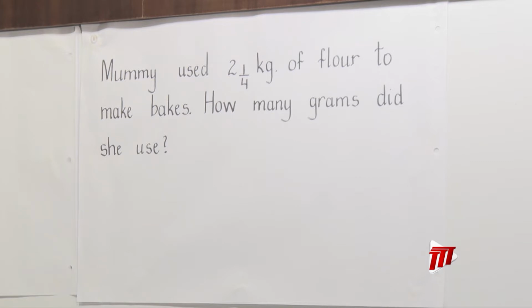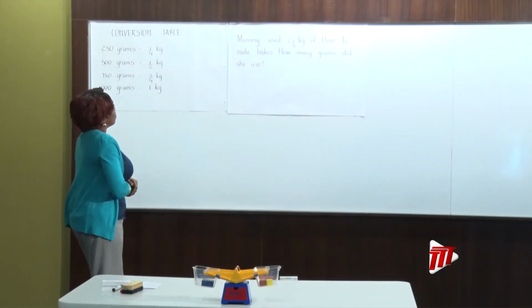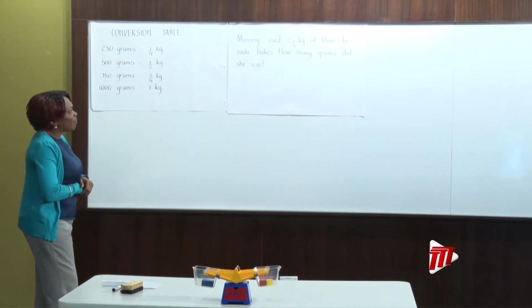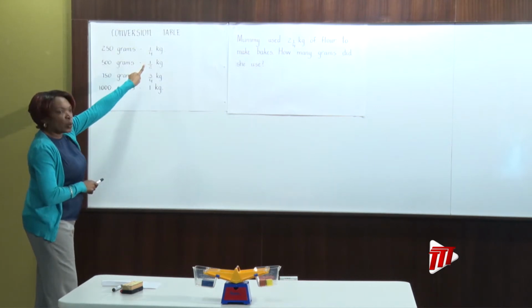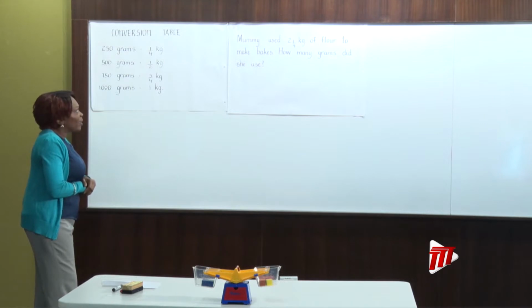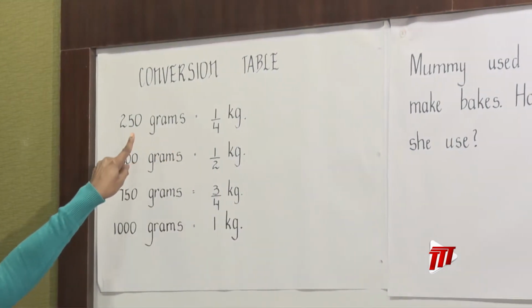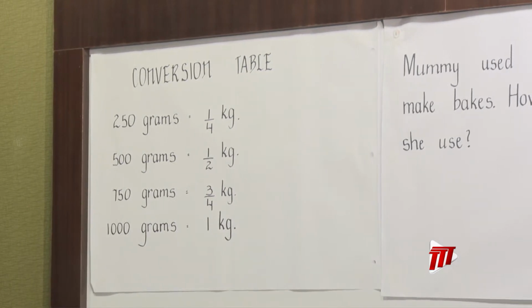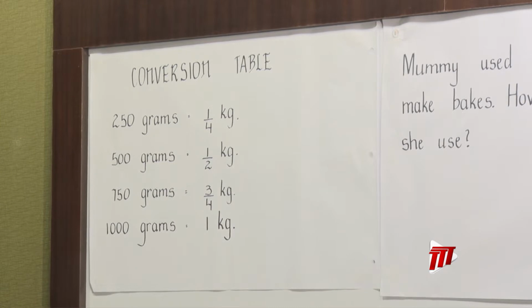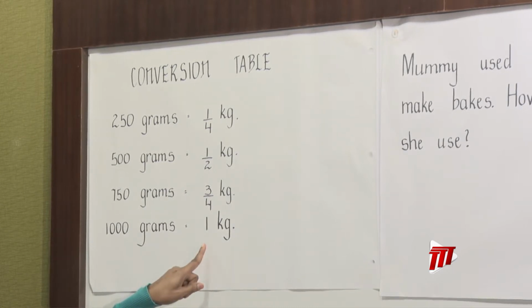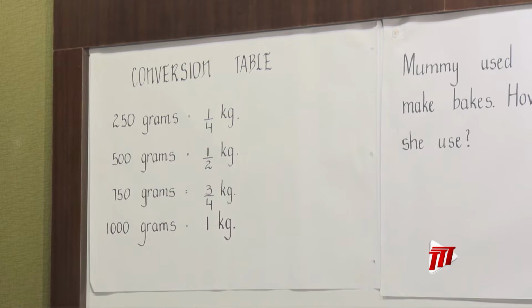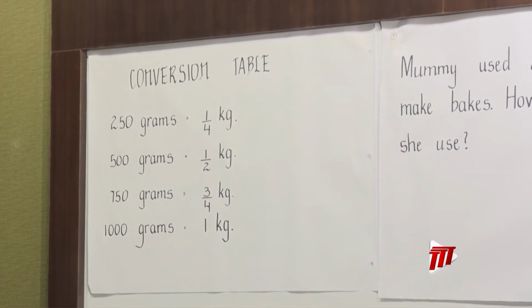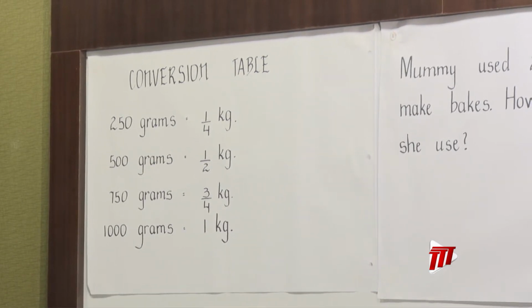Let's go to our conversion table. Are you seeing anything there? Yes, I am seeing the 1/4 kilogram. Are you not seeing that there? Yes, and 1/4 kilogram is equal to 250 grams. So we know that already. 2 kilograms. But when I look at my conversion table, I am seeing that 1 kilogram is equal to 1,000 grams. So how many grams do you think would be equal to 2 kilograms? Yes, 2,000.